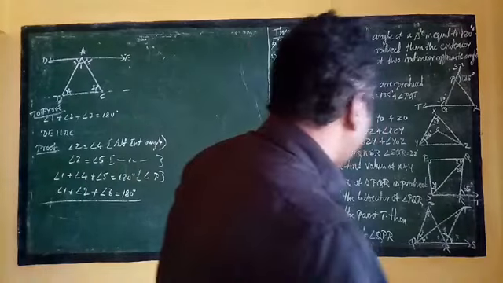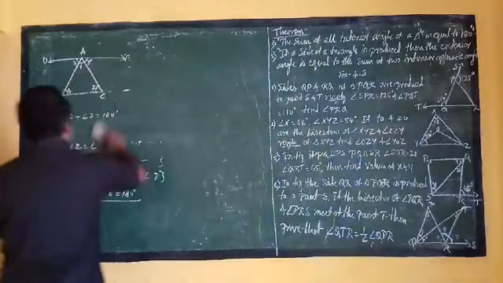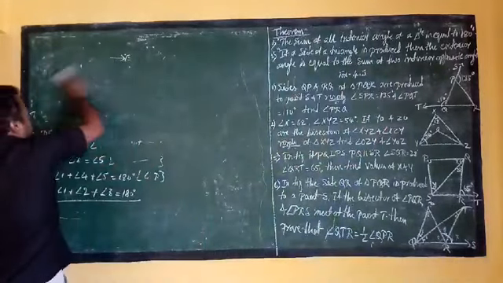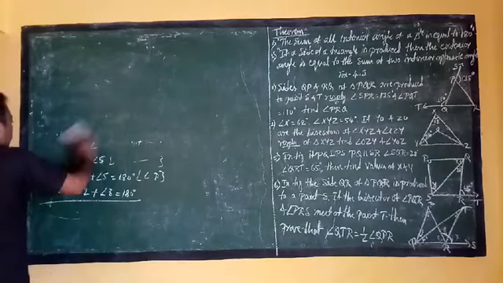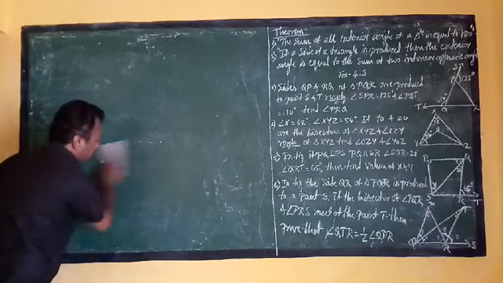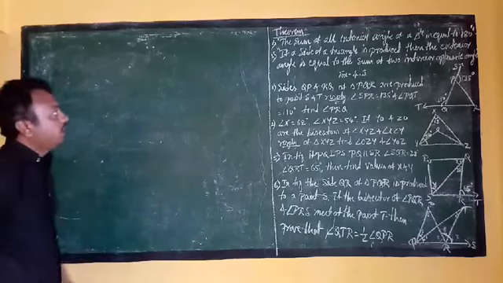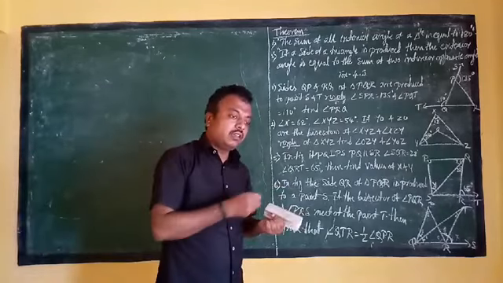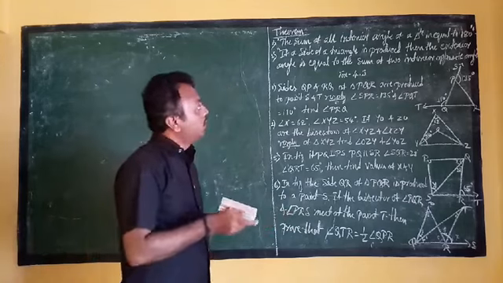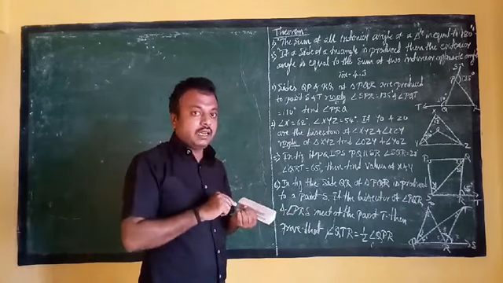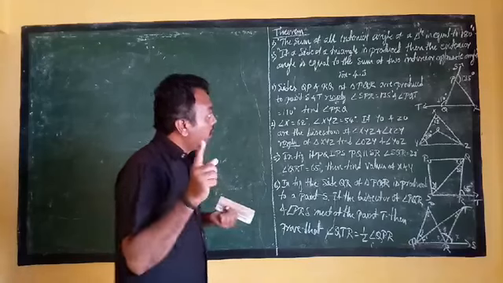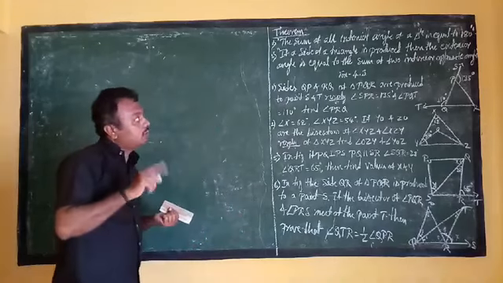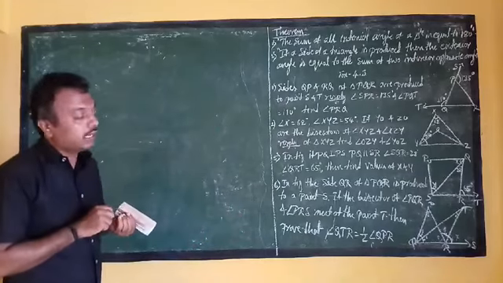So the exterior angle property we already discussed in last year's classes. What does the exterior angle statement say? See students, if a side of a triangle is produced, you can take any side of a triangle and produce any one of the sides, it forms an exterior angle. That exterior angle is equal to the sum of the interior opposite angles.